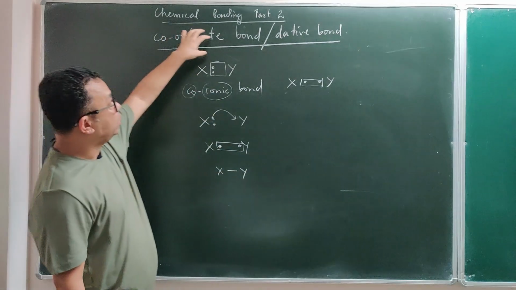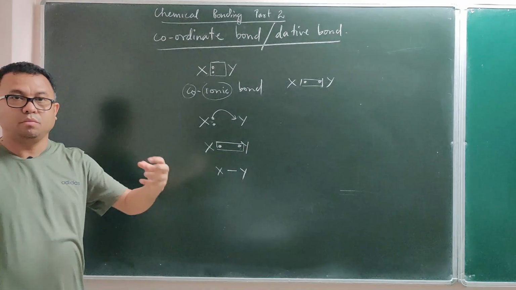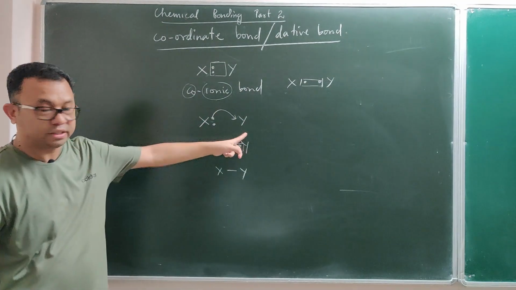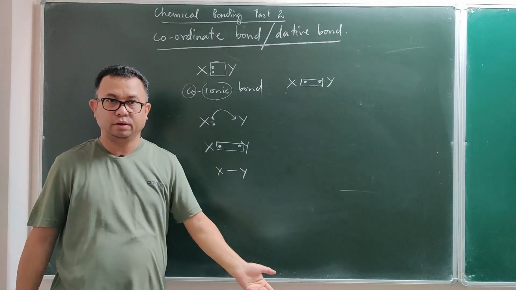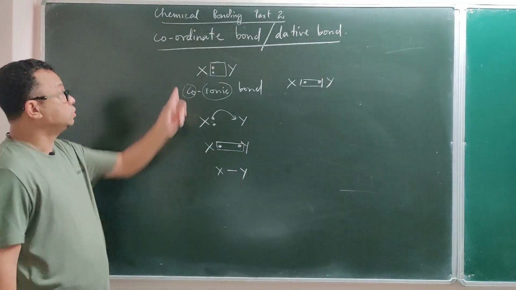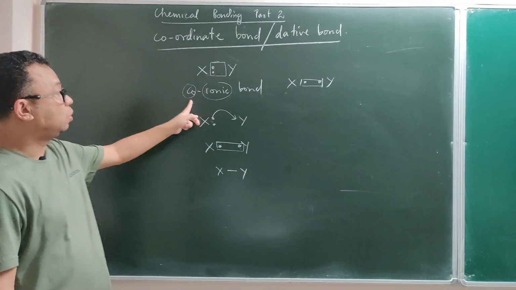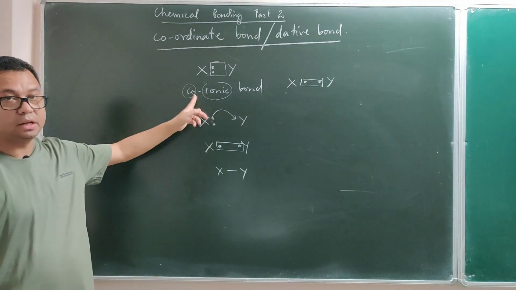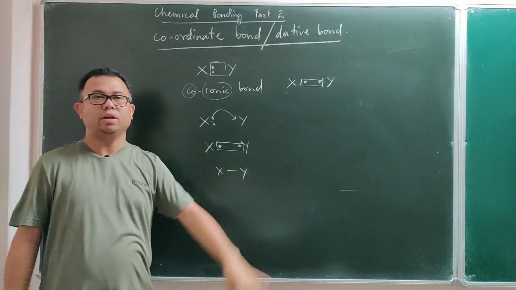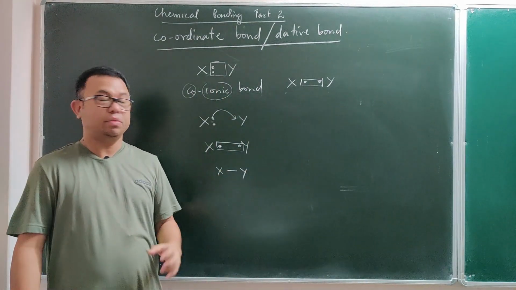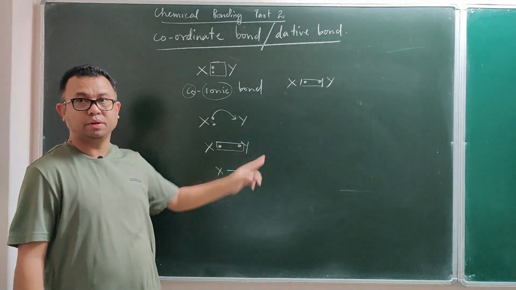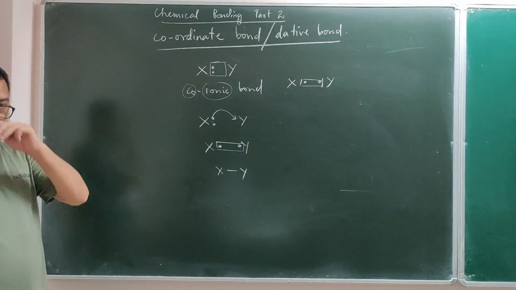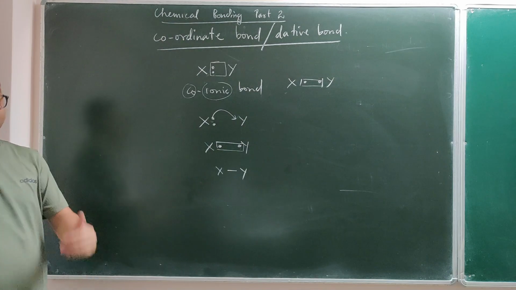So your coordinate bond is a combination of both electrovalent bond and covalent bond: electrovalent, transfer; covalent, sharing. So that's why sometimes we also call coordinate bond a co-ionic bond. In case you are asked why it is co-ionic, you have to understand that it means your coordinate bond or dative bond is a combination, because first transfer of electron will take place, then after that sharing of electron will take place. Now you will understand this coordinate bond better.